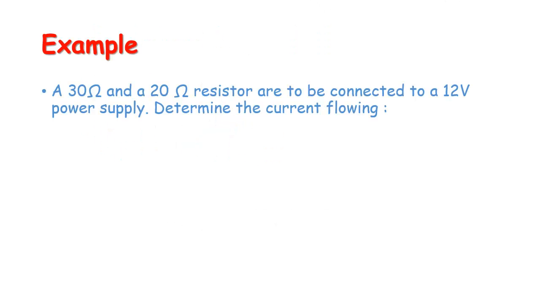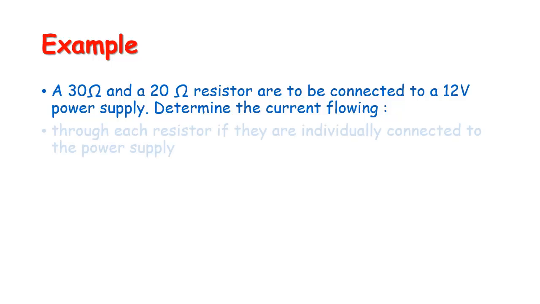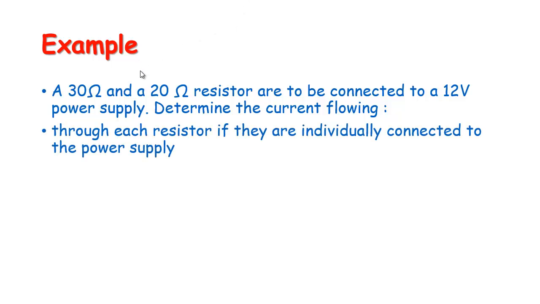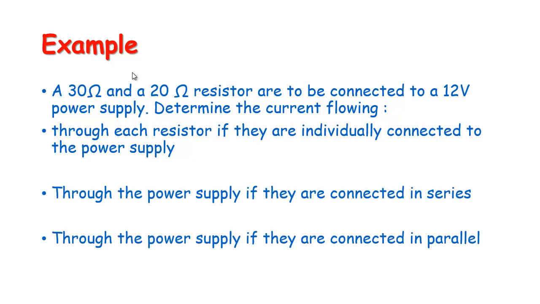So let's have a quick look at an example. We've got a 30 ohm resistor and a 20 ohm resistor. They're going to be connected to a 12 volt power supply. Determine the current if we connected each of them individually. So say we connect the 30 ohm resistor, what are we going to get? I equals V over R. So we've got a voltage of 12 divided by our resistance of 30. We get a current flowing of 0.4 amps. If we do that for the 20 ohm resistor, then we have 12 divided by 20, we get 0.6 amps.